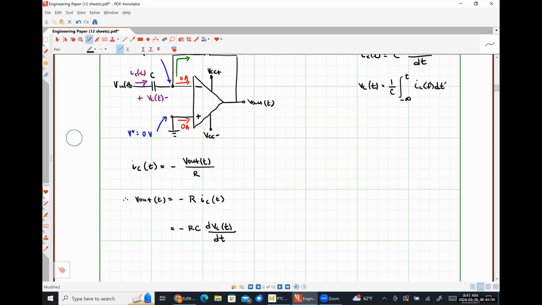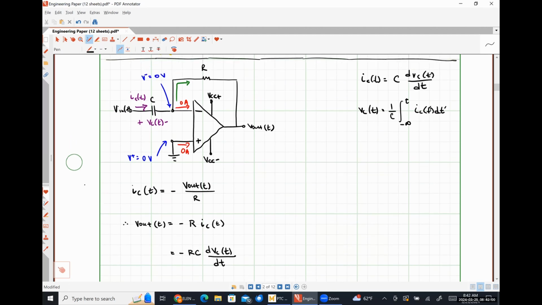with respect to time. So now I need to figure out what the relationship is between my input voltage and my capacitor voltage. And that'll give me my relationship between my output voltage and my input voltage for the whole circuit. So anyone care to take a stab at what the relationship between Vc of t and Vn of t is? They are the same, right?